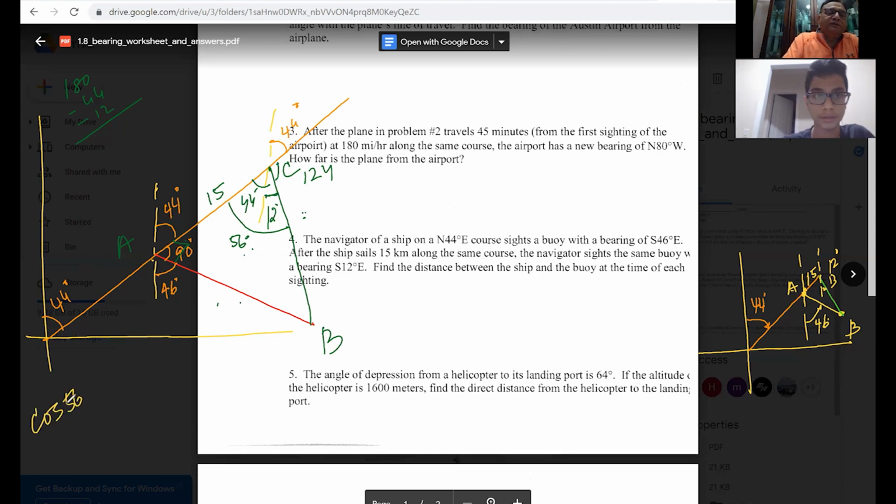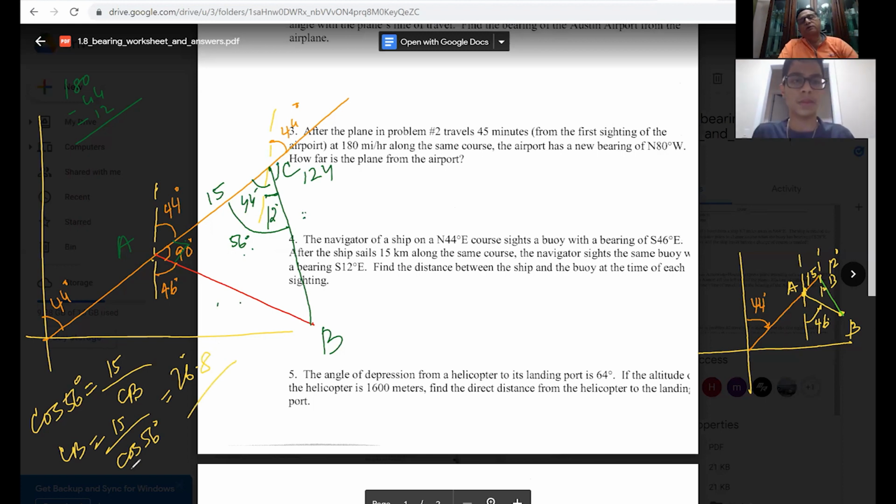cos 56 degrees will be equal to 15 over the hypotenuse, over x, which we can say CP, right? So CP should be equal to 26.8. Yeah, cos of 56 degrees, correct? 26.8 should be your answer. So that's what you will get.